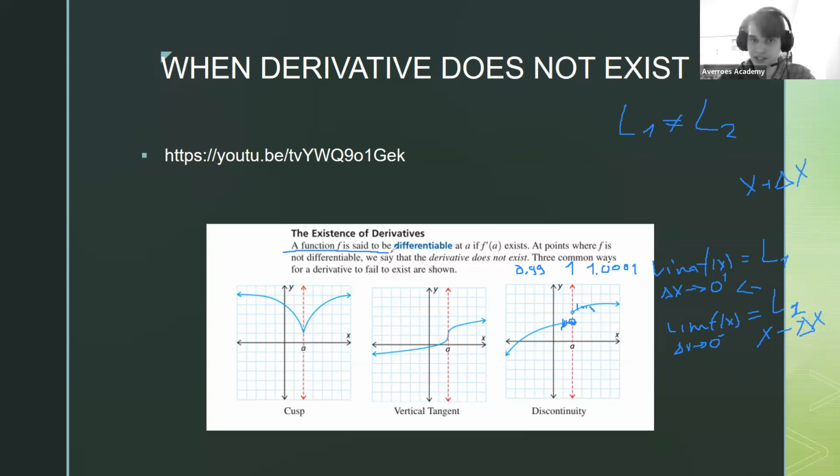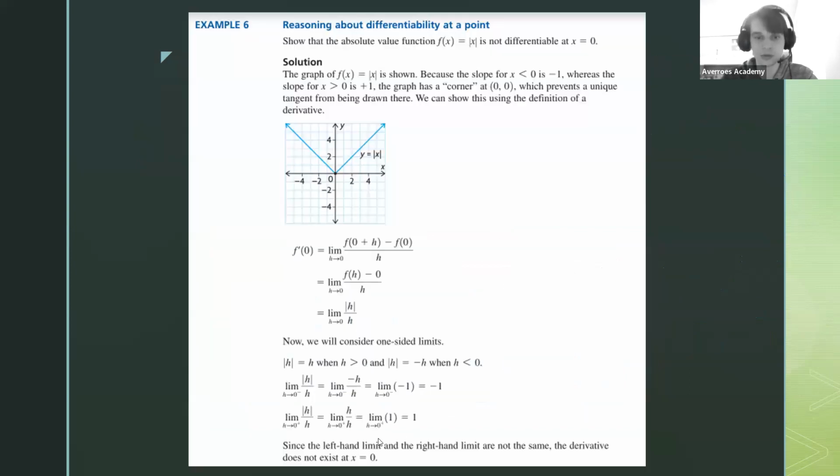A function f is said to be differentiable at a if the derivative exists, and the derivative exists if the limit exists. Do you see the connection between limits and derivatives? Perfect, guys. You're amazing. Here is an example where you would evaluate the limit from left and right. You see, for when h is more than 0 and when h is less than 0, to the left or to the right from this point.